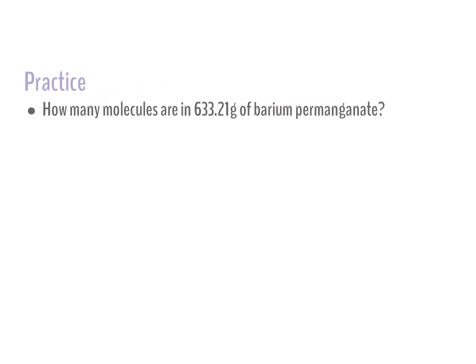How many molecules are in 633.21 grams of barium permanganate? So I see grams and molecules, which means I will need to use both molar mass and Avogadro's number, going to moles in between.